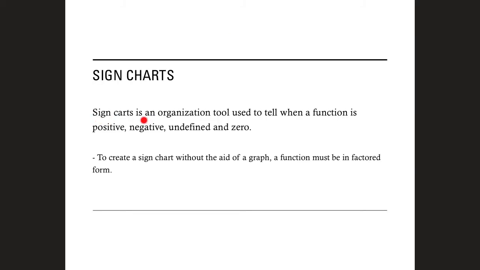Sign charts are an organization tool used to tell when a function is positive, negative, undefined, and zero. To create a sign chart without the aid of a graph, a function must be in factored form. So really important that if ever you have a function that's not in factored form, you will have to factor in order to create a sign chart. We're going to be talking about functions that are already in factored form today. So let's take a look at some examples.